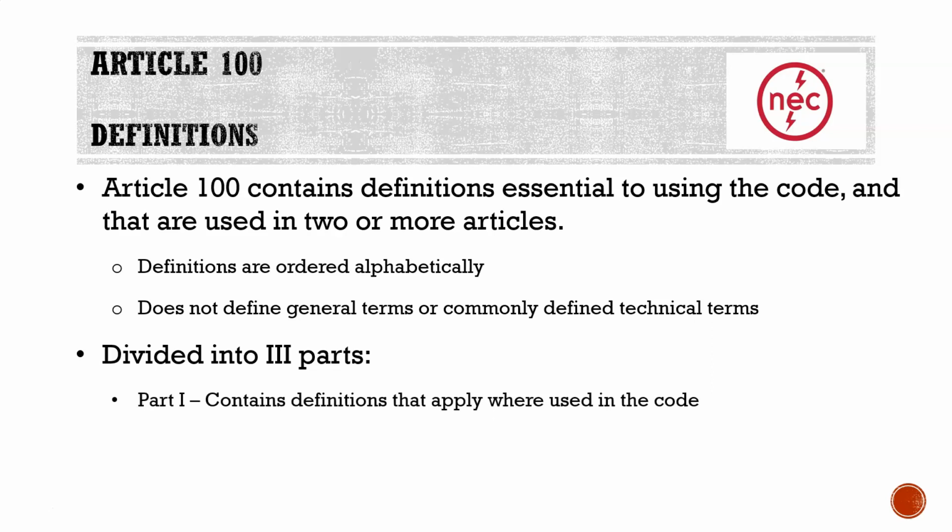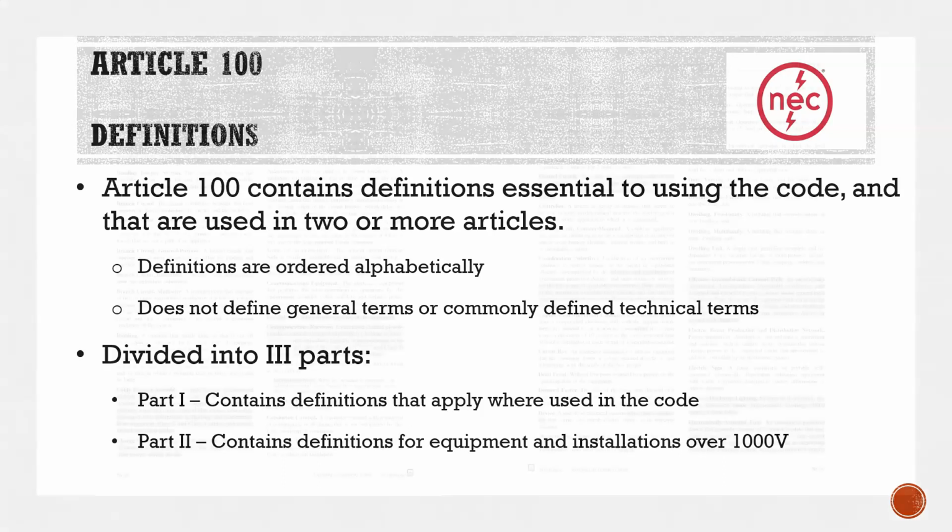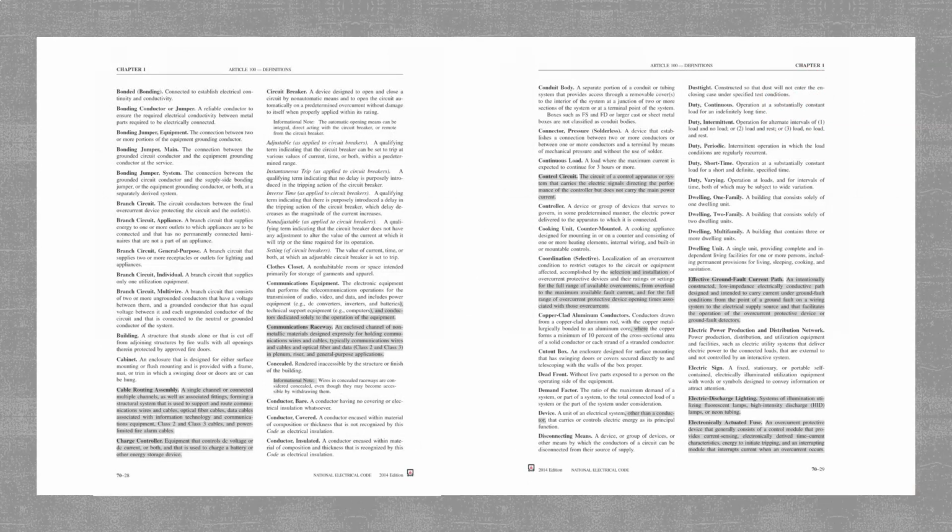The parts being, Part 1 contains definitions that apply where used in the code. Part 2 contains definitions for equipment installations over 1,000. And we're not going to really worry about addressing Part 3 because it's not going to be applicable to what we talk about in this course.